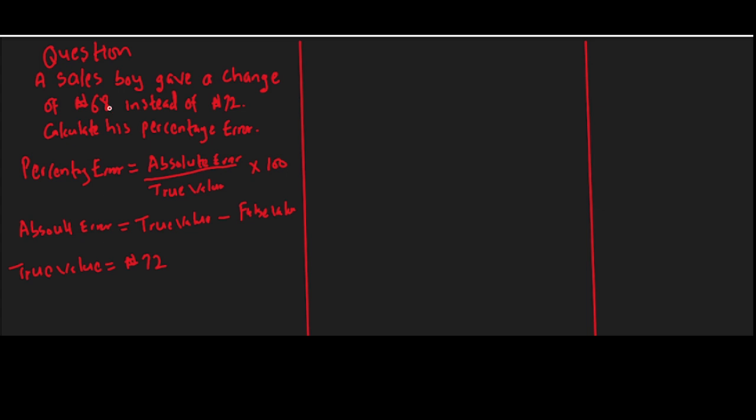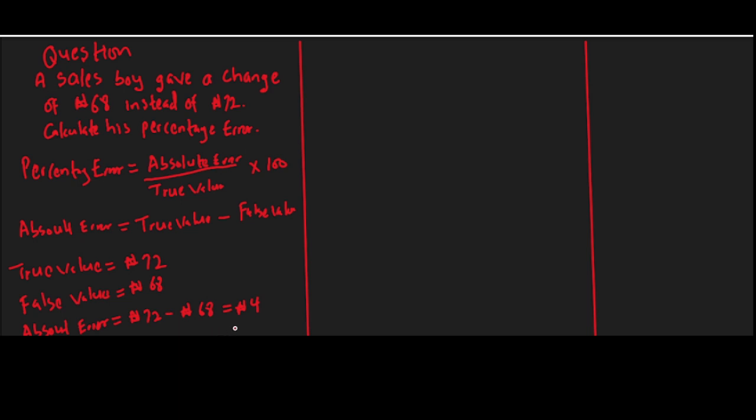He gave a change of 68 naira. That means the false value now is 68 naira. Then we can calculate our absolute error now as 72 naira minus 68 naira. By the time we subtract that, we are going to have 4 naira. That's our absolute error here.